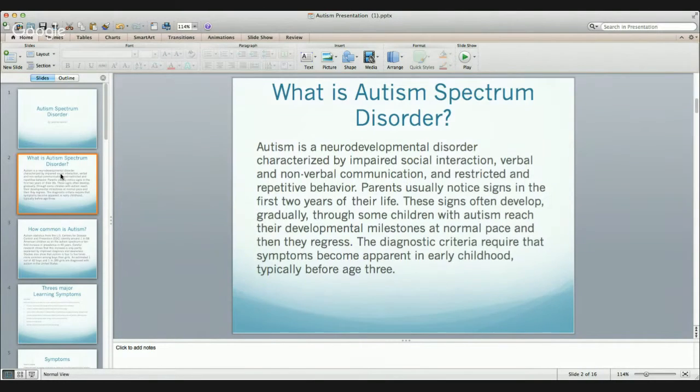What is autism? Autism is a neurodevelopmental disorder characterized by impaired social interaction, verbal and nonverbal communication, and restricted and repetitive behavior. Parents usually notice signs in the first 2 years of life. These signs often develop gradually, though some children with autism reach their developmental milestones at a normal pace and then regress. The diagnostic criteria is that symptoms become apparent in early childhood, typically before age 3.